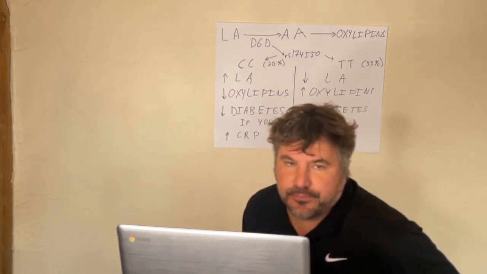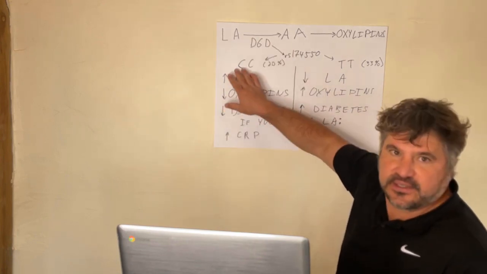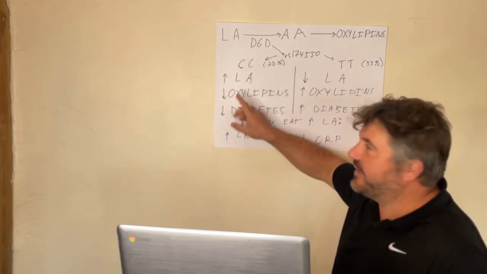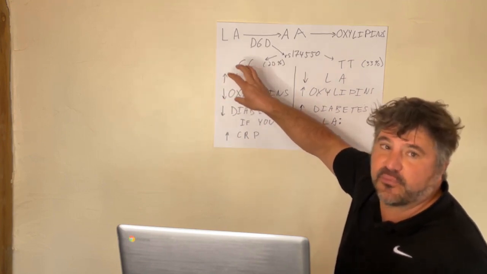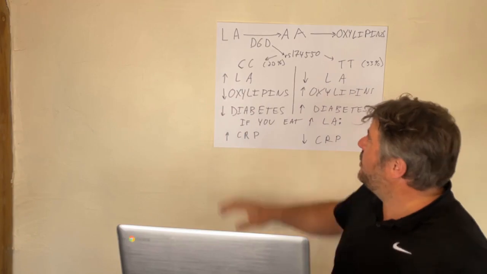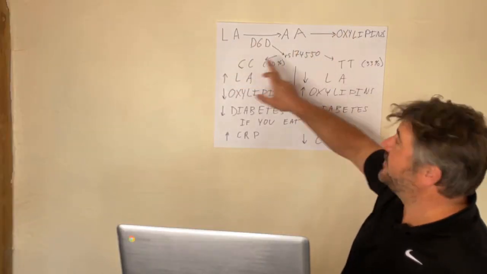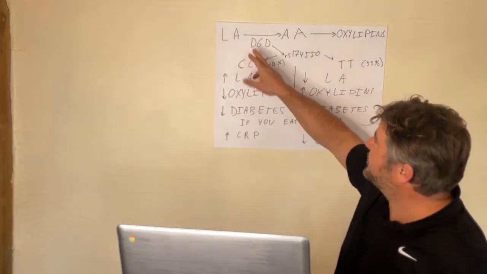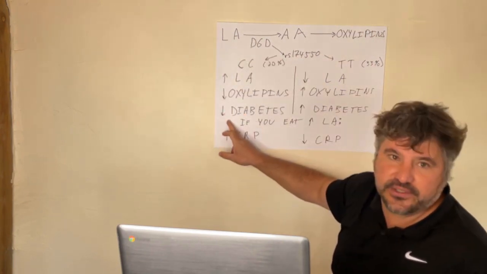And in fact, there are, and so that's over here. That's the CC genotype. Interestingly, people with a CC genotype are the ones that are protected against diabetes. They have a low delta 6 desaturase activity level, which means they have high linoleic acid in their blood. They have low oxylipins because they're not converting this to this, because this enzyme is going slowly, right? And since they're not making these oxylipins, they have a low diabetes risk.